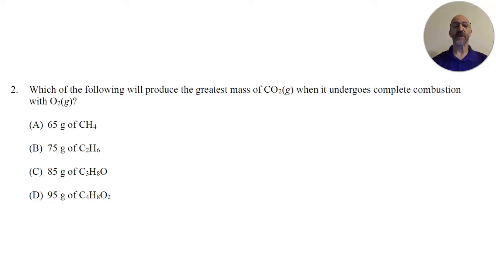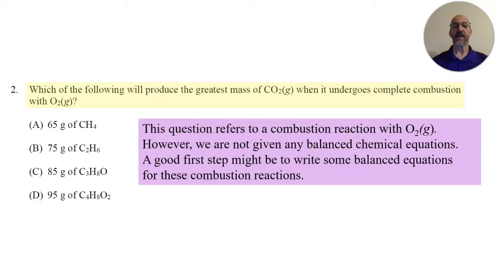In question 2, it says, which of the following will produce the greatest mass of carbon dioxide gas when it undergoes complete combustion with oxygen gas? Now, in this question, it refers to a combustion reaction with oxygen gas. However, we are not given any balanced chemical equations. So a good first step might be to write some balanced equations for these combustion reactions.